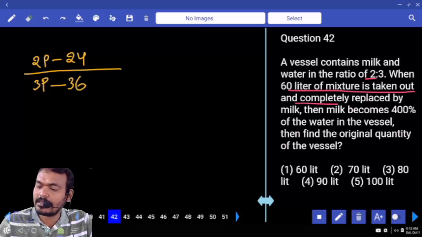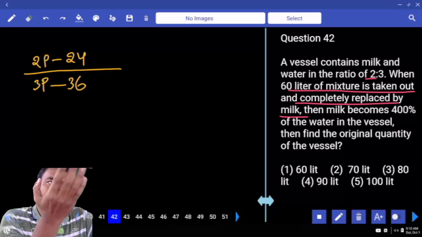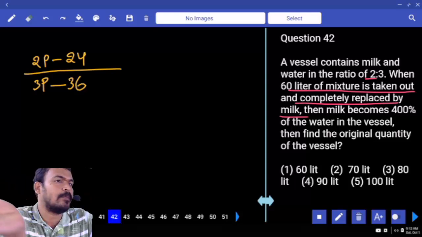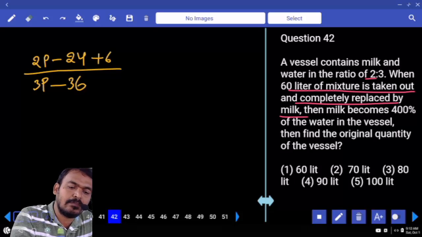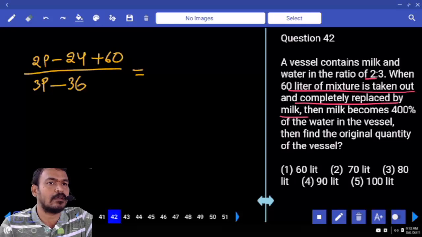Again it is completely replaced by milk, or not? Means we are adding the same quantity of milk. How many liters are taken? 60. And it is replaced by 60 liters of milk. Then are we adding plus 60 or minus 60? Plus 60. After adding plus 60, we get the milk and water ratio.